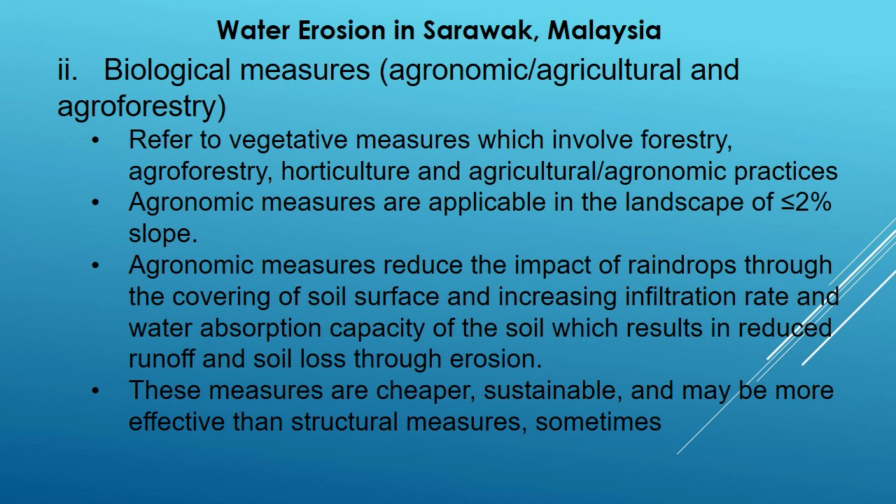The second one is biological measures. They refer to vegetative measures, which involve forestry, agroforestry, horticulture, and agriculture, or agronomic practice. Agronomic measures are available in landscapes of less than 2% slope. Agronomic measures reduce the impact of raindrops by covering the soil surface and increase the infiltration rate and water absorption capacity of the soil, which results in reduced runoff and soil loss through erosion.